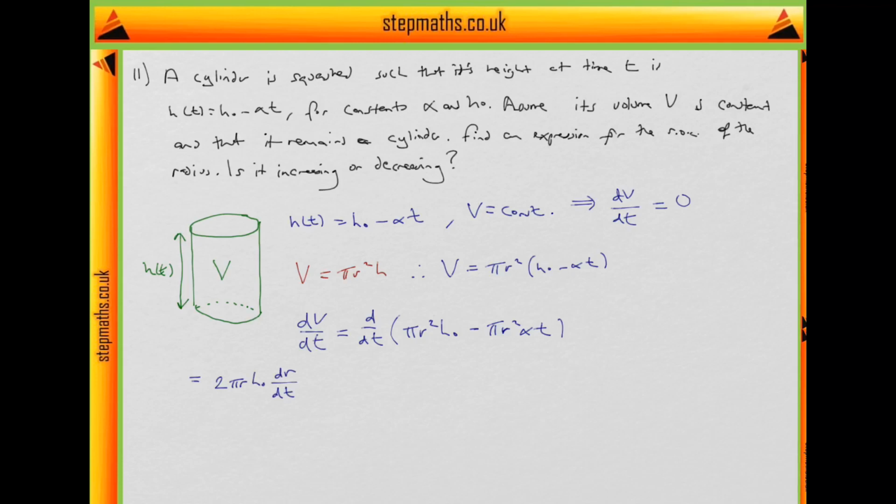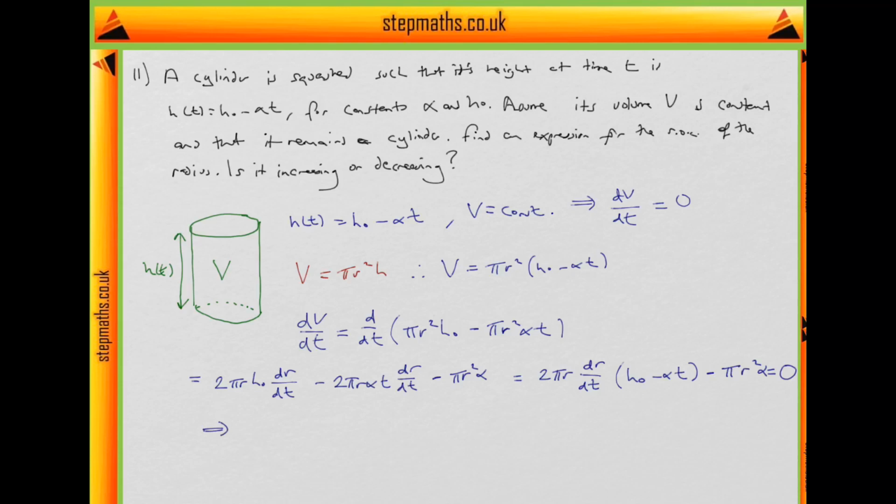And in the second term, we have to do the product rule. So first of all, we have the time derivative of r, so it gives us 2 pi r alpha t dr by dt. So that's minus 2 pi r alpha t dr by dt. And then it's the derivative of the second term, t. So it gives us minus pi r squared alpha, because dt by dt is 1. Well, that factors out to 2 pi r dr by dt times h0 minus alpha t, minus pi r squared alpha. And we know that this is equal to 0 because dV by dt is equal to 0.